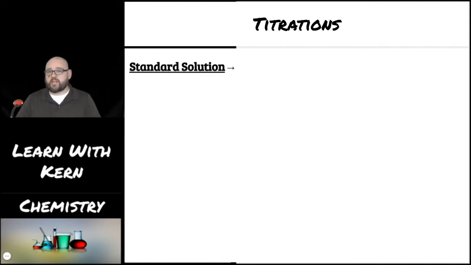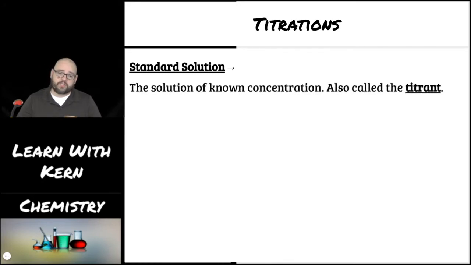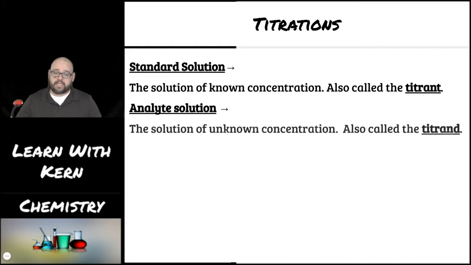So to discuss this, let's talk about the different parts. So we're going to titrate a standard solution. A standard solution is the solution of known concentration. It's also called the titrant. It's the one that we're titrating in. Okay? So then we have the analyte solution. The analyte solution is the solution of unknown concentration. It's also sometimes called the titrand. It's the one we're trying to find, or the one we are analyzing, hence the reason it's called the analyte.